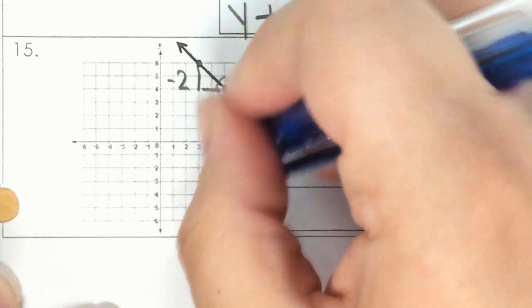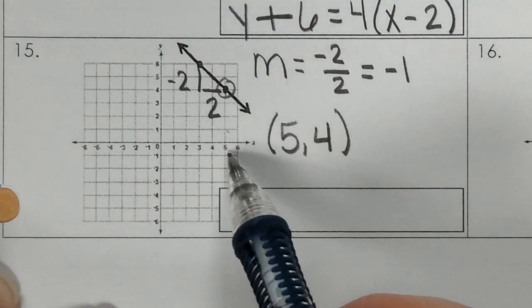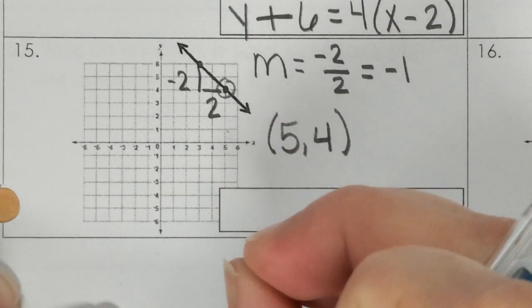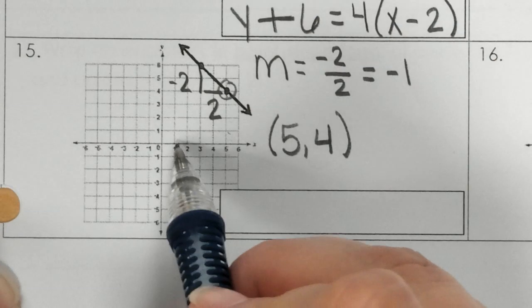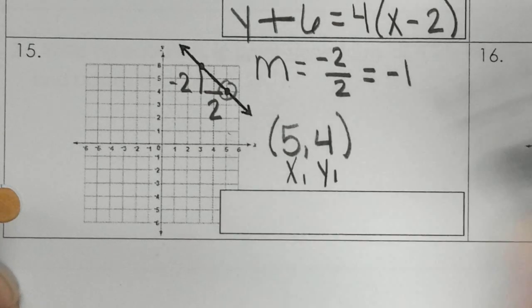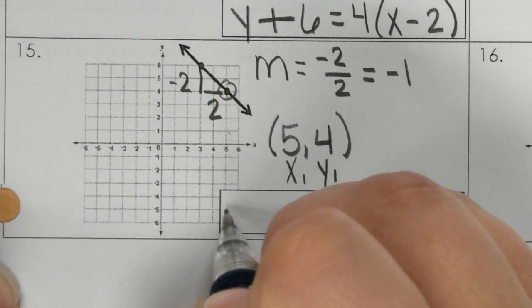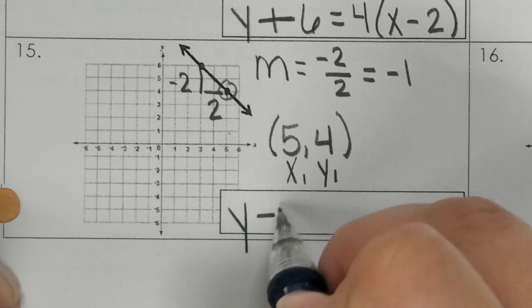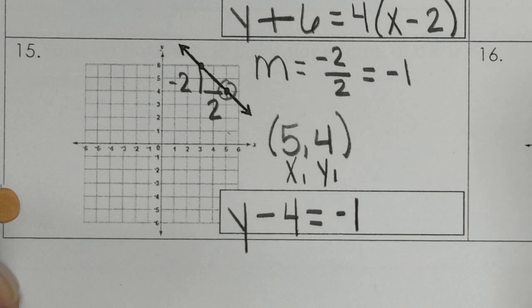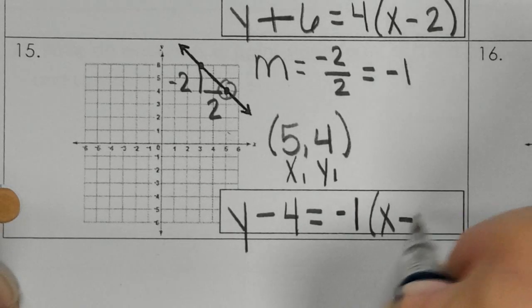Now, just to note, that 5 looks kind of like a 6 because it's been shrunken down, the whole graph has been. So please make sure that you're counting 1, 2, 3, 4, 5. Okay, so that's x1 and y1. Y minus y1, which is 4. The slope I found, and then x minus 5.